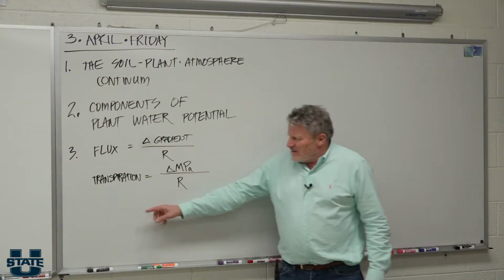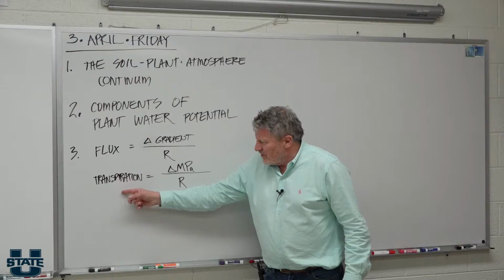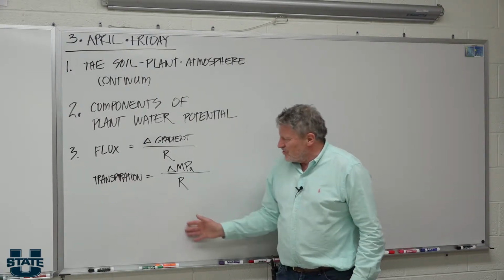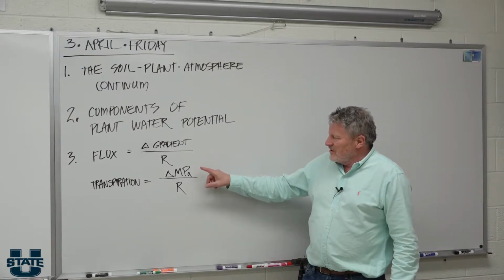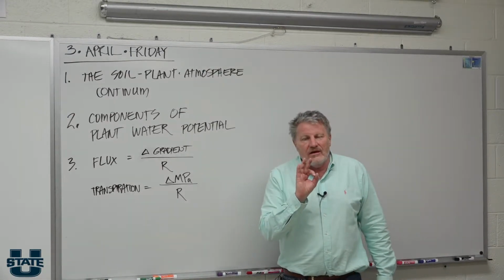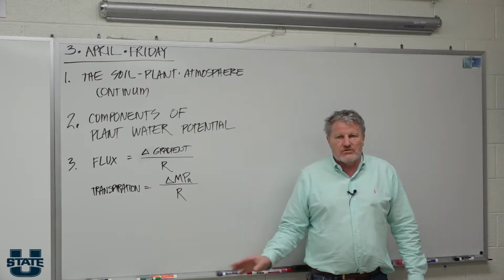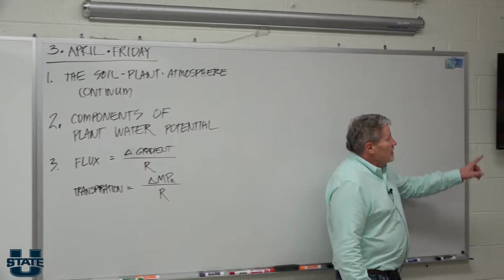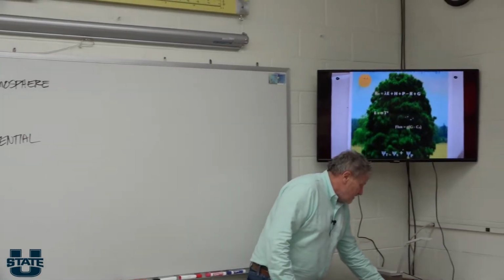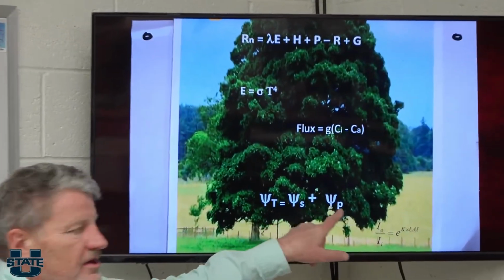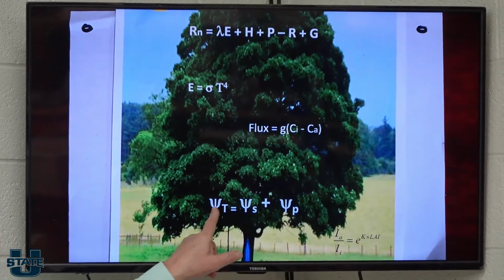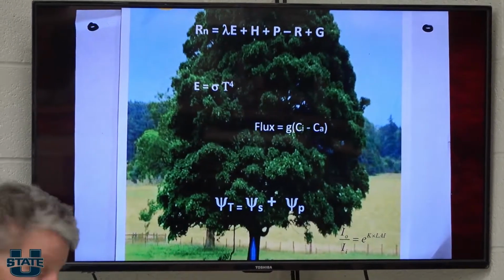I think the last time I had written delta P over here, and that was confusing. This is the correct way. The gradient in liquid water is measured in megapascals. So we slide this down just a bit, and here's total water potential is two components, and we'll get to this in a minute.